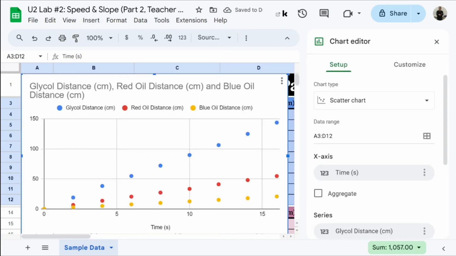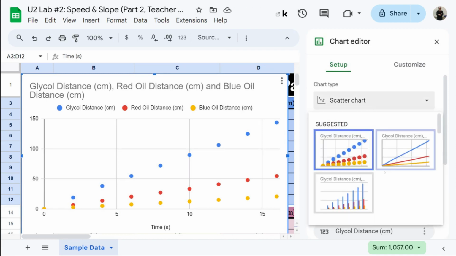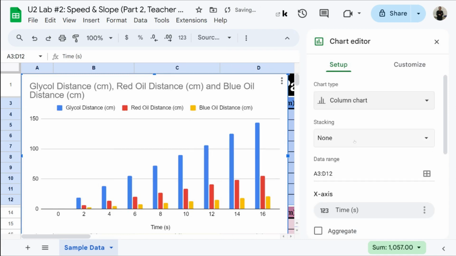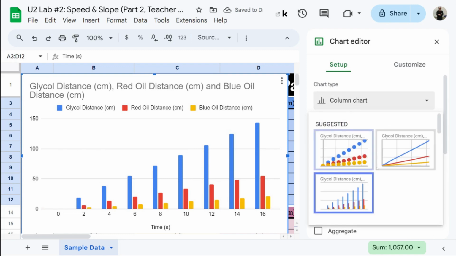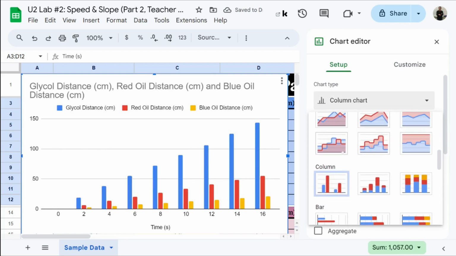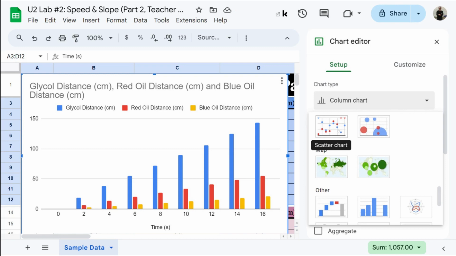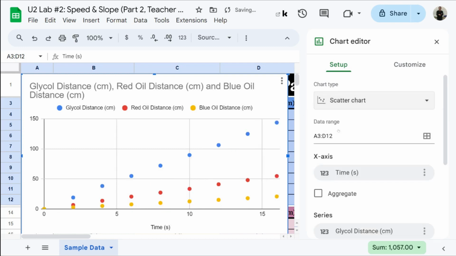All right. My graph has already been predicted to be a scatter chart, which is great. Now, if yours does not come up to be a scatter chart from the get-go, like you get a column chart or a line or a pie chart or something like that, you can always go scrolling around to find your scatter chart. Click on that, and you can change it to the type that you need. Okay. I have my distance in centimeters on the y-axis and the time on the x-axis, so that's looking good.